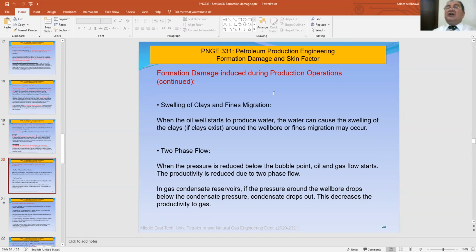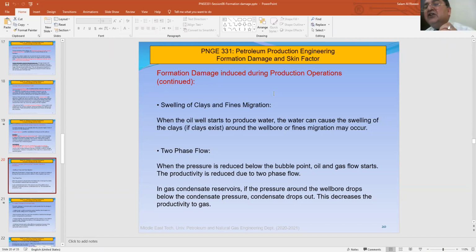Now, for the production, when we have water production with oil or with gas, when the water cut is going to increase, then we're expecting to have the swelling process. For some of the layers, if there is a high percentage of clay and the mineralogy of the layers has a high percentage of smectite and illite, then we're expecting to have the swelling phenomenon.